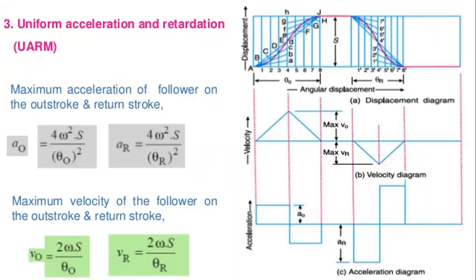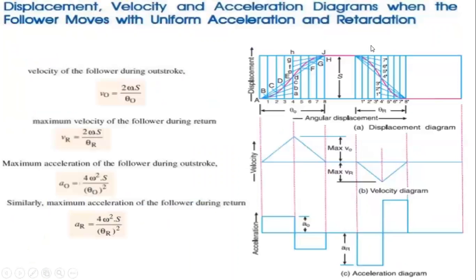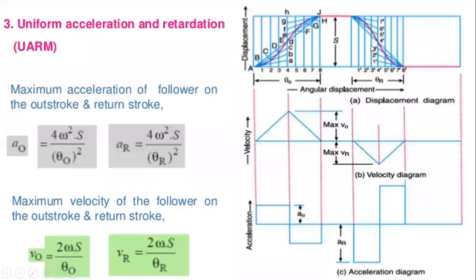But compared with the uniform velocity, we do not need to draw any semicircle lines or division of lines. Here in the picture you can see the displacement diagram, in which it has been divided into several parts. This is the outstroke and this is the return stroke. In between the outstroke and the return stroke, there is the dwell period. So this is the dwell period.